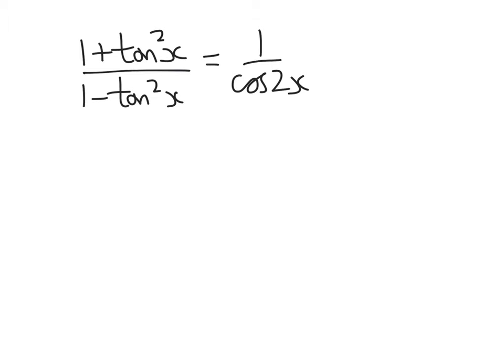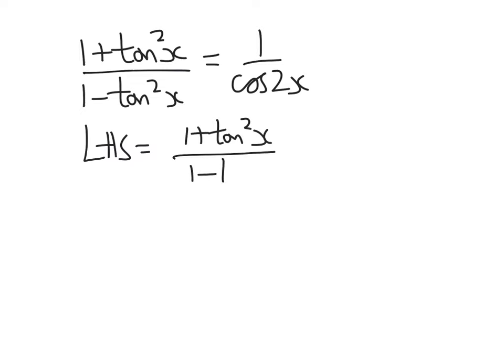In this video, I'm going to go over question 3 from exercise 7.3. So let's write out our left-hand side: 1 plus tan squared x over 1 minus tan squared x. First thing I'm going to do is change these tans into sines and coses.